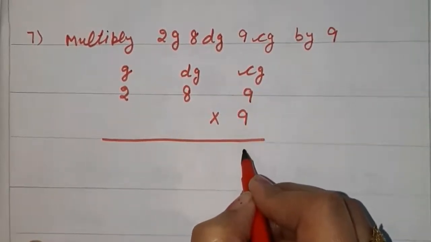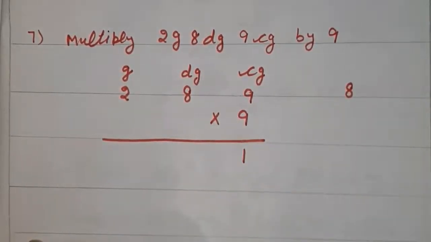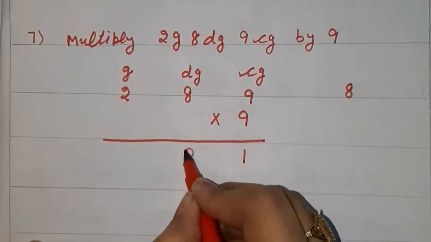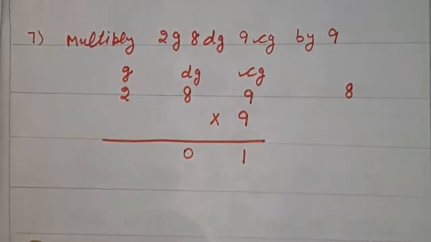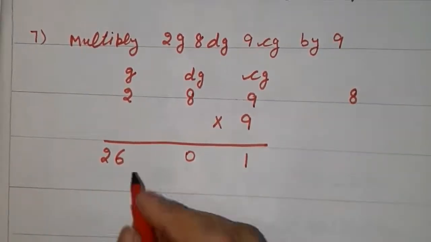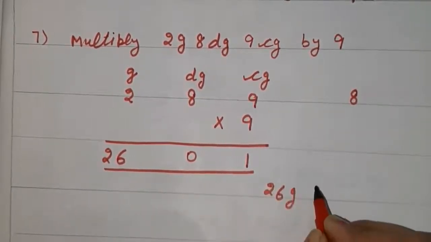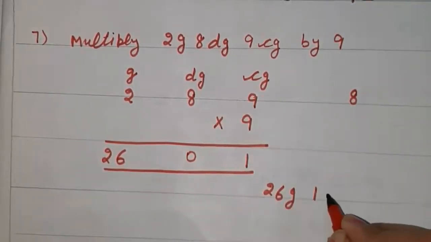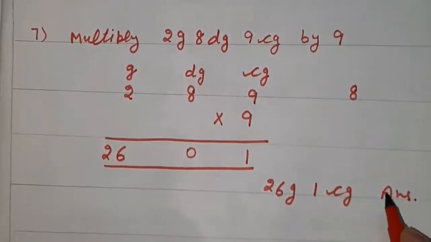9 nines are 81. 8 carry, 9 eights are 72. 72 plus 8, 80. 0 will come, again 8 carry. 9 twos are 18. 18 plus 8, 26. So our answer will become 26 gram 0 decigram. No need to write down. 26 gram and 1 centigram is your answer. Okay.